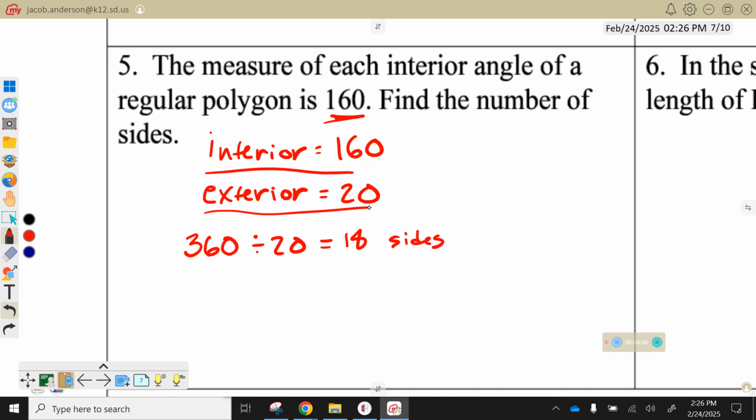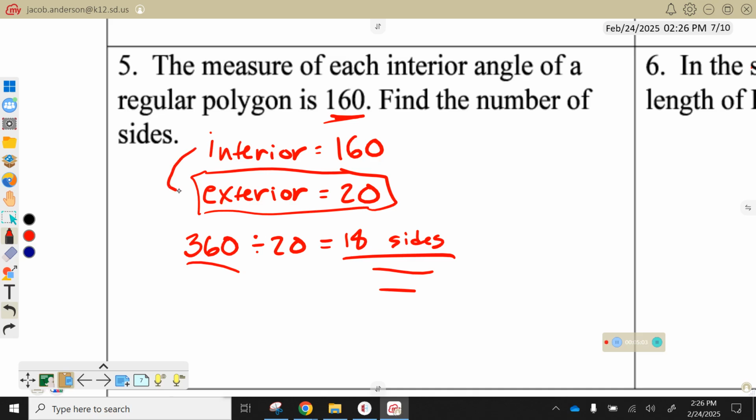Then, if they all are 20 degrees on the exterior, all I would need to do is divide 360 by 20, and that gives me a total of 18 sides. If you are stuck on number 5, you need to look back at this multiple times. Just because I've given you the answer, and that goes for every question on this review, doesn't mean you know how to do it, and it doesn't mean that you'll be able to remember it when that test comes. So we need to understand what's happening here.